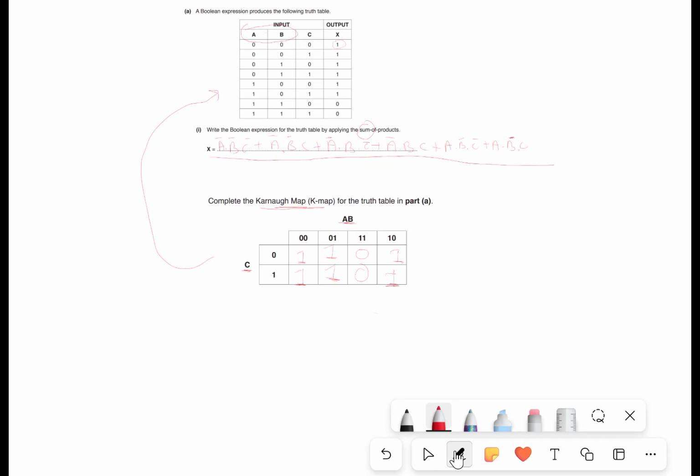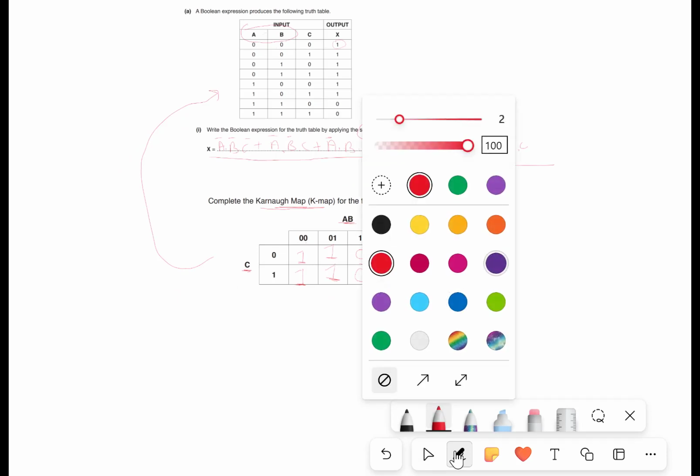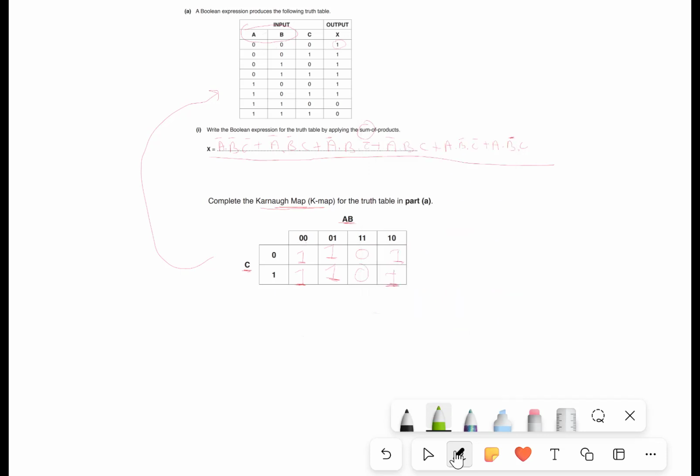You could do it, let me use a different color, let's do green, as 1 by itself. That is allowed, so we can just do this. The issue with doing this is that our aim is to make the largest groups we possibly can. So unfortunately, whilst we can do it as 1, it's not going to be appropriate because we can do it in a bigger group.